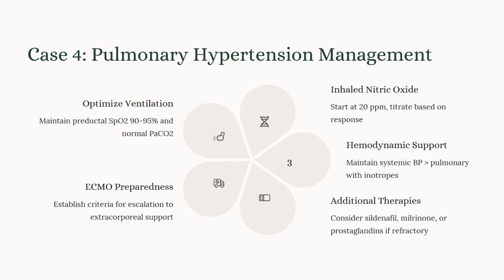Use dopamine or epinephrine to keep systemic BP above pulmonary pressure. If iNO fails, bring out the backups: sildenafil, milrinone, prostaglandins in select duct-dependent cases. Still crashing? ECMO is next. Neonatal pearl: always define your ECMO threshold before you reach it. That decision should never be made in panic.